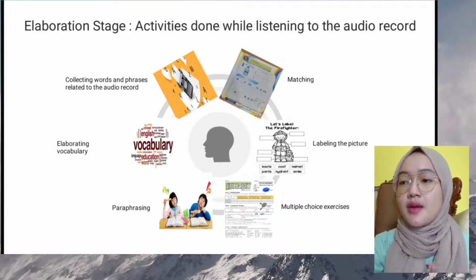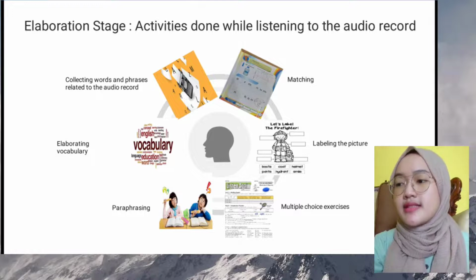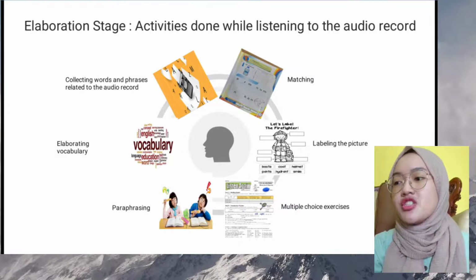The second is elaborating vocabulary. This activity can be done by the use of dictionary. Teacher can also provide some terms for stimulating the students.